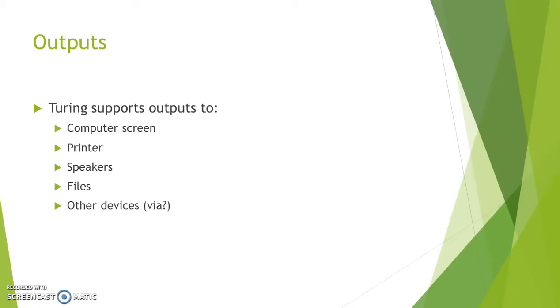Okay, in terms of outputs, of course the most common output is to a computer screen. But in some cases we'll print. In other cases we'll have audio output going to speakers. We will look at outputting to output files. And we'll look at other devices, and really that's the focus of TEJ3M, the other devices aspect. And the interesting question there is other devices, how? And we'll get there.